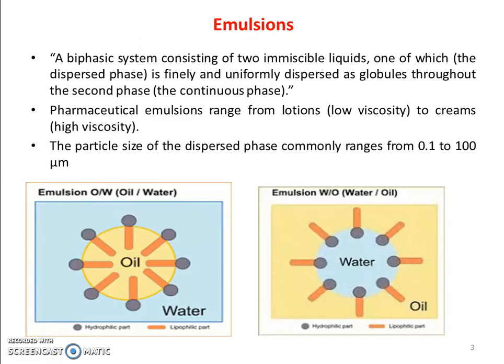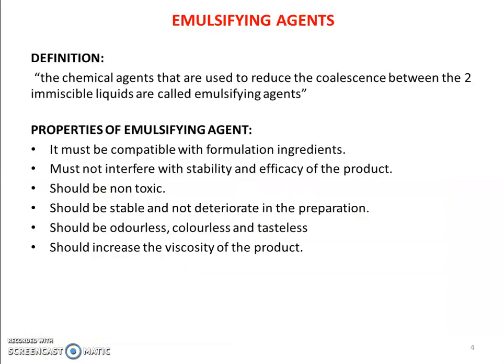So, as we discussed earlier, emulsion is a biphasic system that consists of two immiscible liquids, one of which is finely and uniformly dispersed as globules throughout the other. So, basically, there are two types of emulsion, whether it may be an O/W type of emulsion or a W/O type of emulsion. Now, the basic component in an emulsion is the emulsifying agent, without which we can't prepare the emulsion.